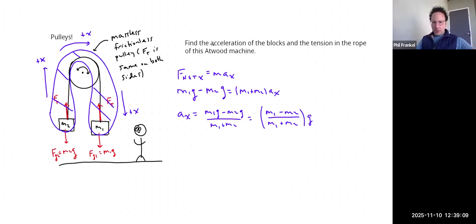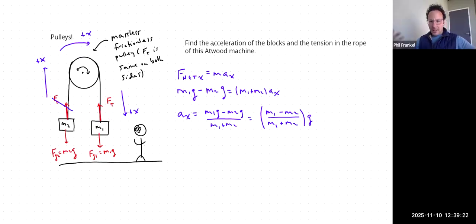Now I want to find the tension. I want to find the tension in the rope. So let me get rid of the grouping now. I no longer want to group these objects together as a single system, because if I do that, the tension in the rope is inside the system and it doesn't make an appearance. I want to look at the objects separately now.